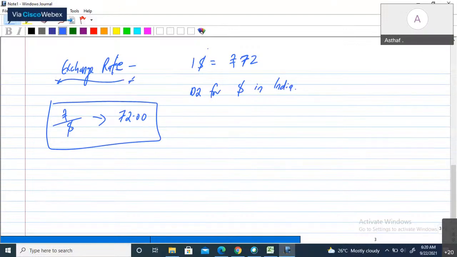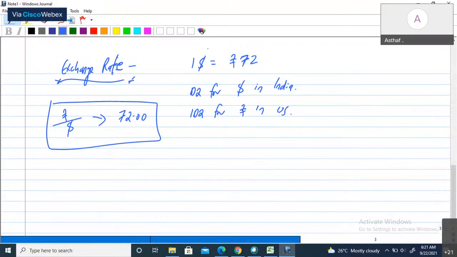This denominator currency is the dollar, which belongs to the US. The numerator currency is the rupee, which is India. As far as the US is concerned, India is a foreign country. So they want to know the quote for one unit of foreign currency. So we can say it is a direct quote for dollar in India. This can also be written as an indirect quote for rupee in US.